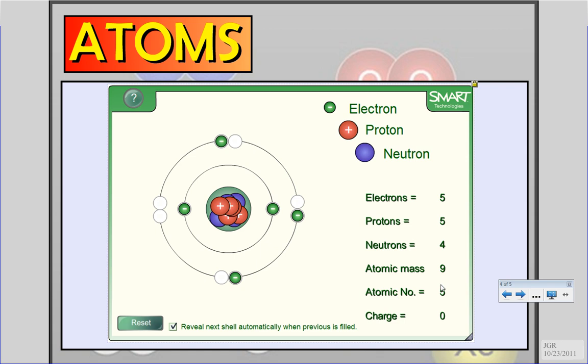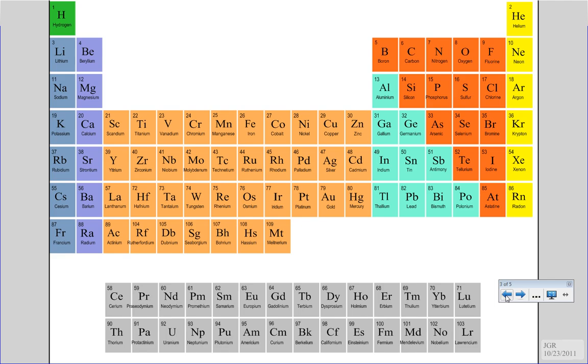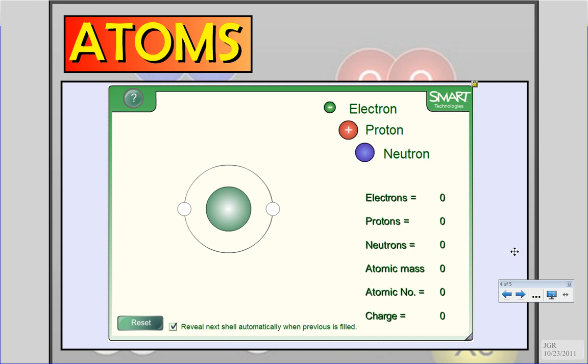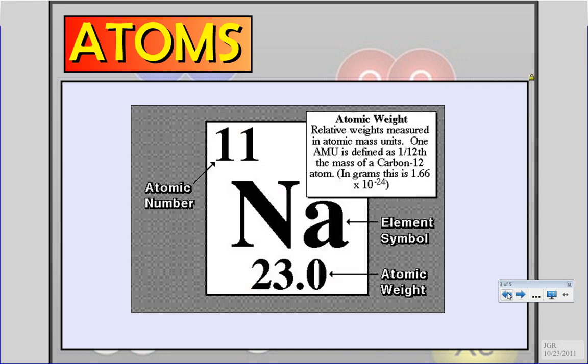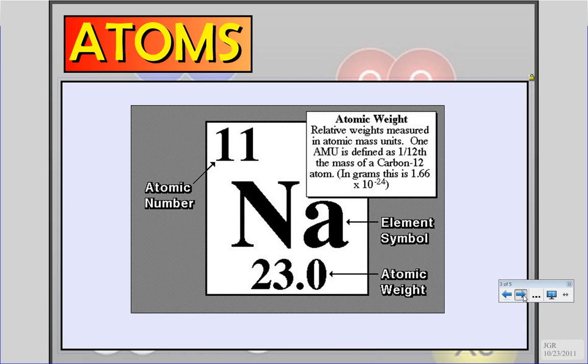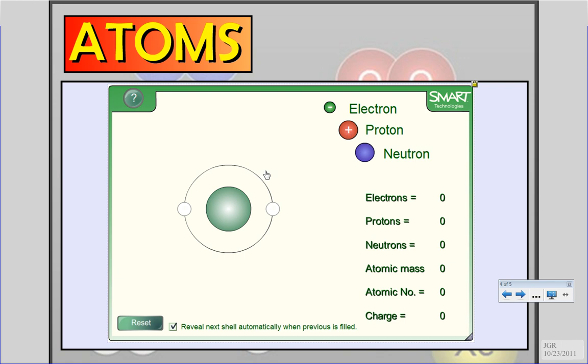So the atomic number again is 5. We go back to the periodic table, and the element with atomic number 5 is boron, as we can see there. So the number of protons in the nucleus indicates the atomic number of the atom. Let's reset it and try another one. Let's go back to the periodic table and choose another element. This time we're going to choose silicon. Silicon has 14 protons, so we're going to add 14 protons.